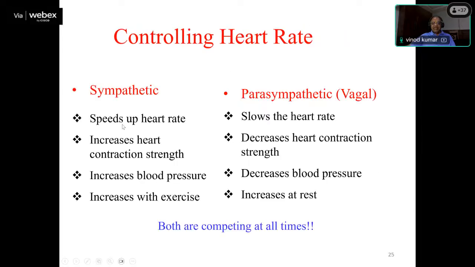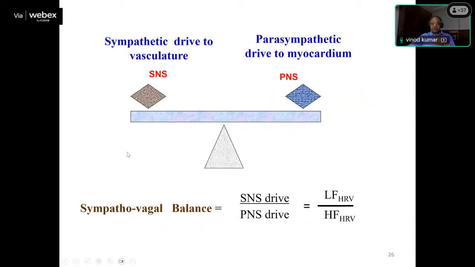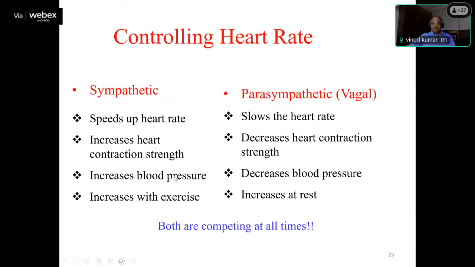So sympathetic speeds up heart rate, increases heart rate and heart contraction. Heart contraction will be more. Blood pressure will increase. When contraction increases, blood pressure increases. And this also increases with exercise. If you do exercise, the same thing may happen. When you are under a relaxed condition, not doing any exercise, or when you are doing exercise, similar action will be there.